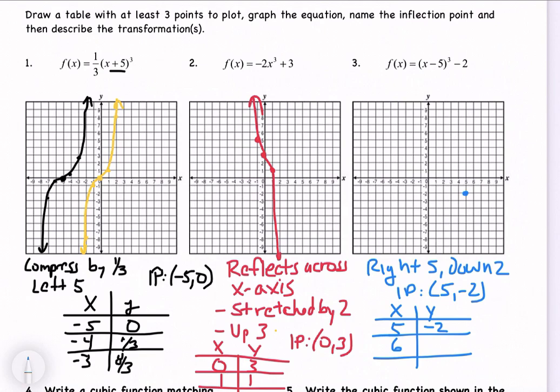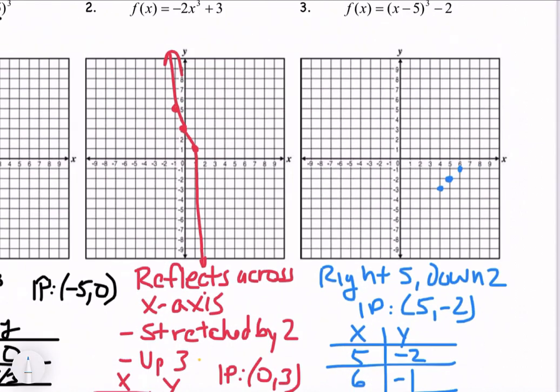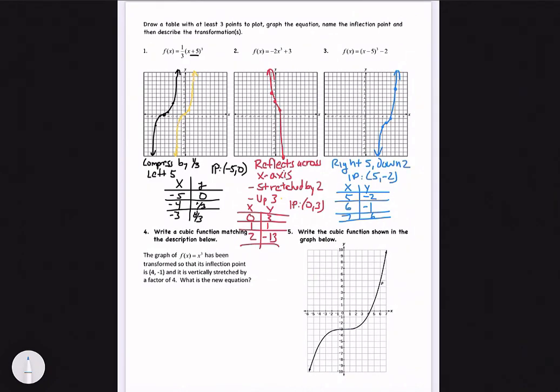6 minus 5 is 1. 1 cubed is 1. 1 minus 2 is negative 1. So when I move to the right one, I just go up 1. If I move to the left one, I go down 1. And if I move to the right 2 to 7, 7 minus 5 is 2. 2 cubed is 8. 8 minus 2 is 6. So it's going to be pointing at (7, 6). So it's going to look kind of like that. And then I'm going to have a point at (3, -10) as well. And so that's what that graph looks like.